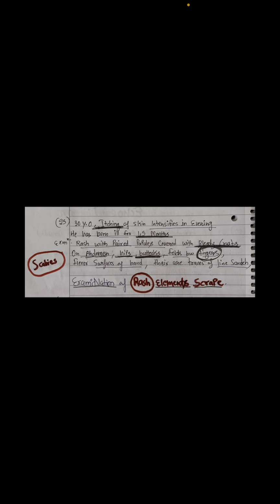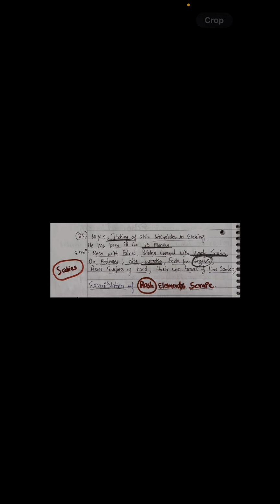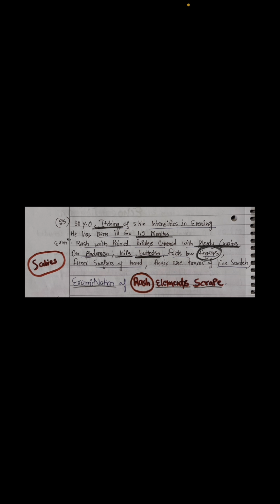In scabies, the itching on the rashes is there all the time. The pathogen moves inside the upper layer of the skin, so it creates lines, which are highlighted here as line scratches. So the rash will be like a line, a dot after dot after dot, dots making a line.